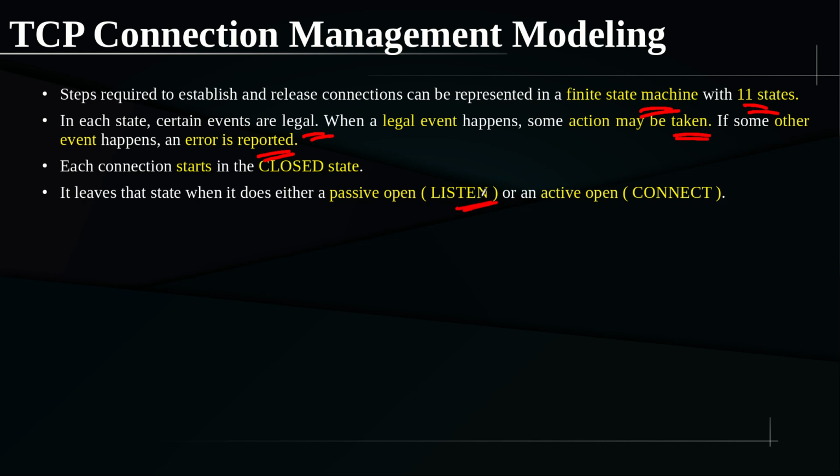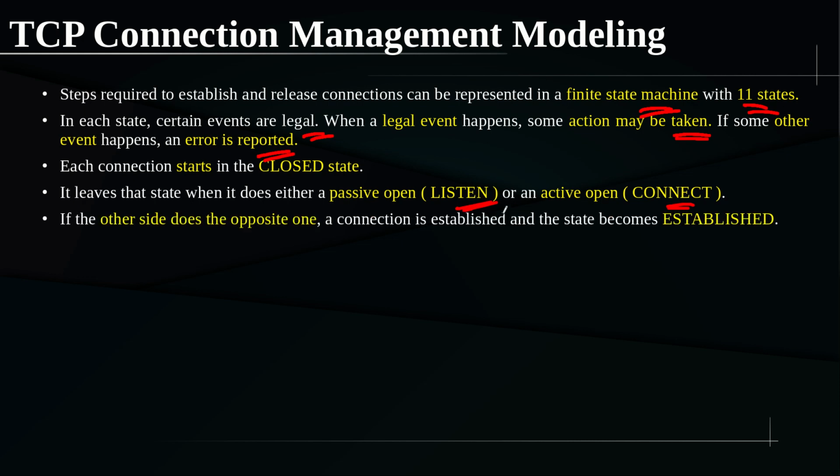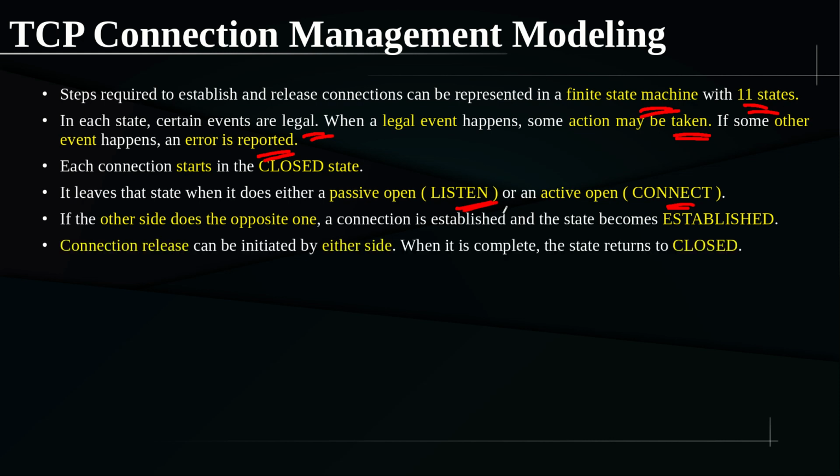If it is at the server side, when the server is executing the listen, or at the client side when it is requesting the connect, the state will move from the closed state to something different. The other side does the opposite, right? And the connection is established, and it will go to the established phase. So please relate it with the figure, otherwise it will be confusing.